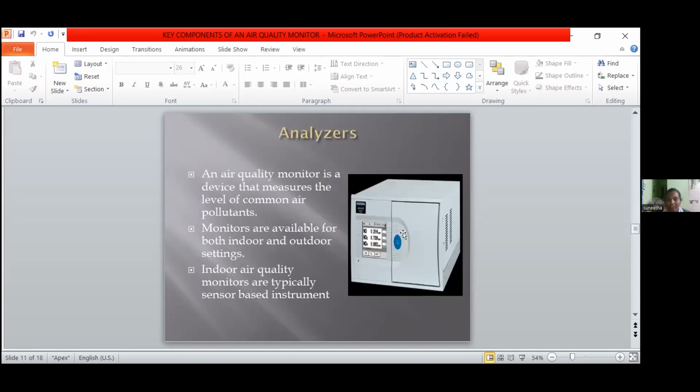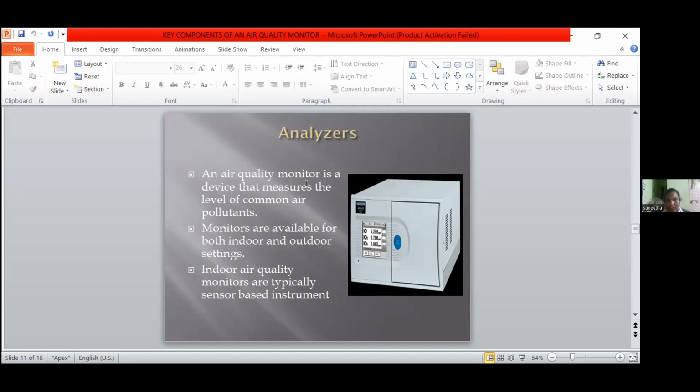Analyzers. Once the filter has served its purpose, the remaining part on the filter will be analyzed by this analyzer, which gives a display, like here we can see nitrogen oxide, nitrogen dioxide, and how much amount there is. And we can connect devices like alarms or wake-up devices, which give output if any value exceeds the actual limit.